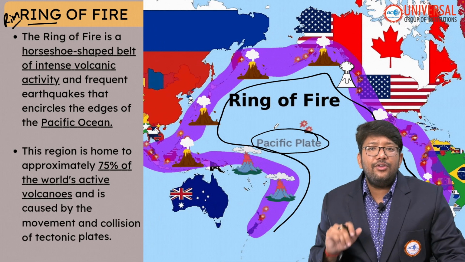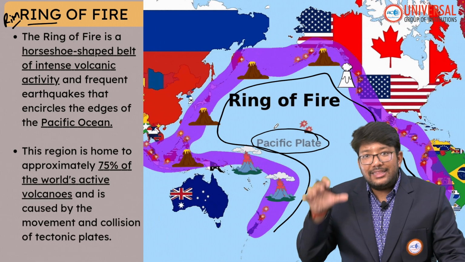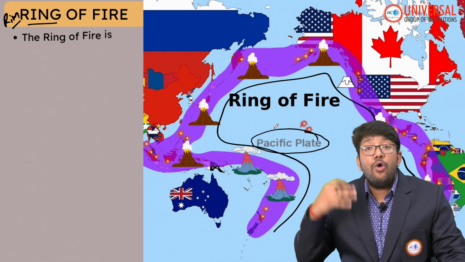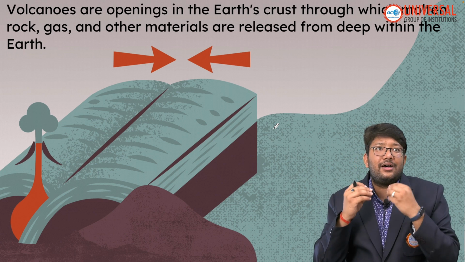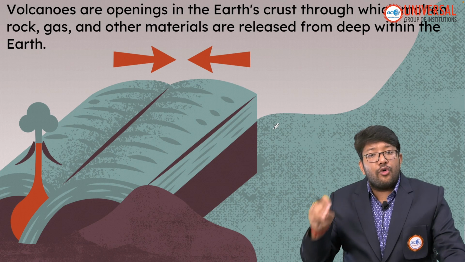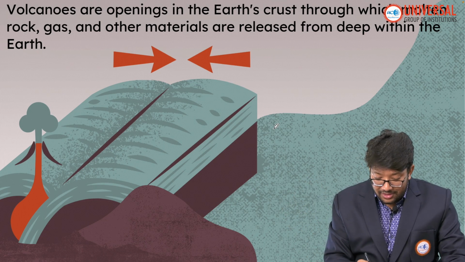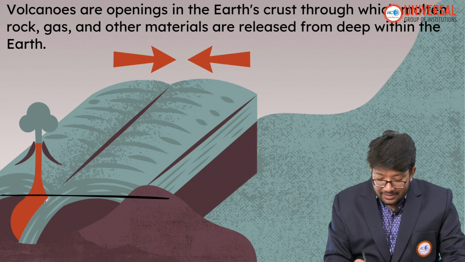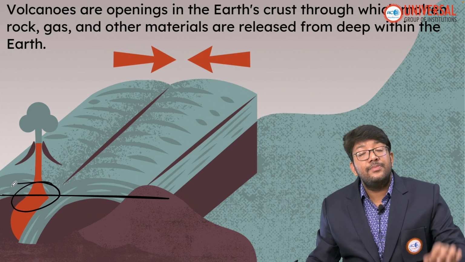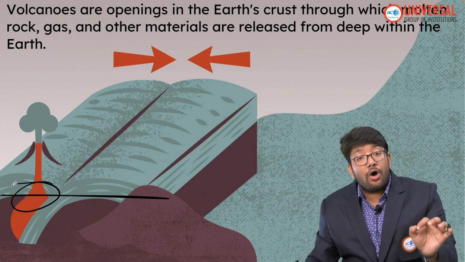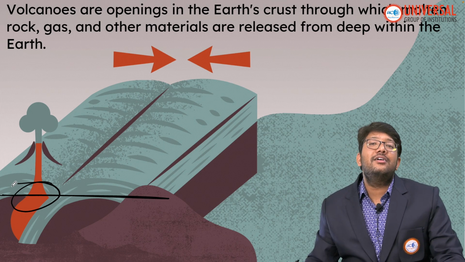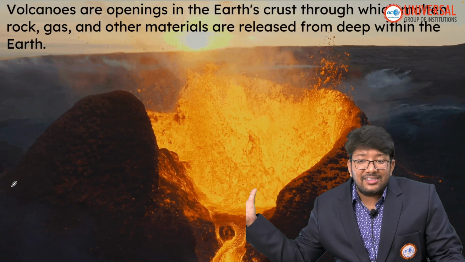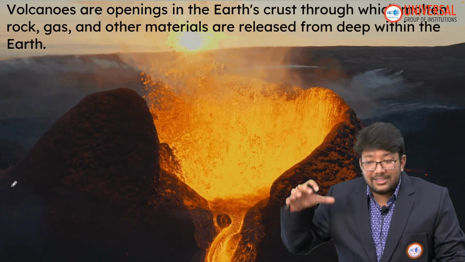Why am I telling you all these things? Because in this video we will talk about how volcanoes are formed and what exactly they are. If I go by the definition, volcanoes are openings in the earth's crust, through which molten rocks, gas and other minerals are released from deep within the earth. This is how a volcano looks. This is the opening.